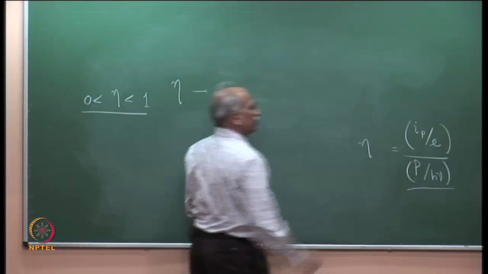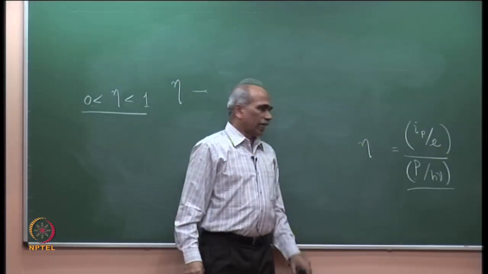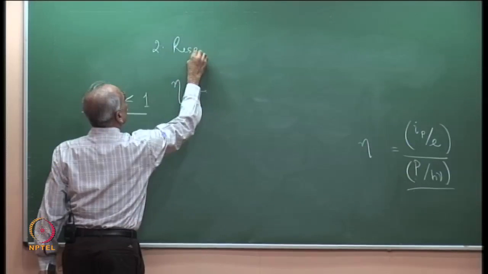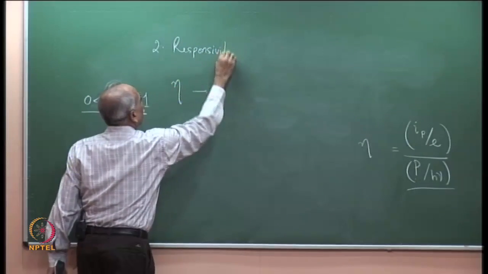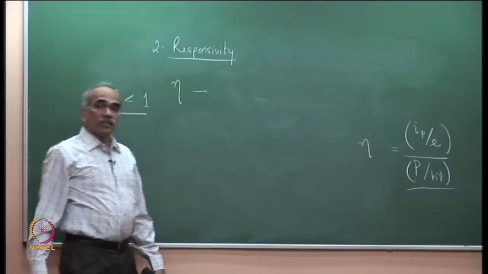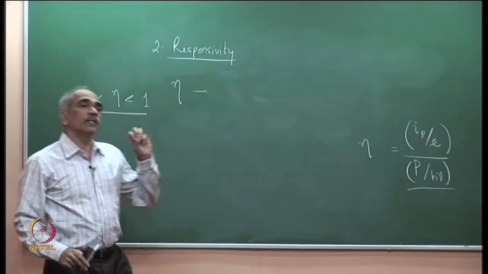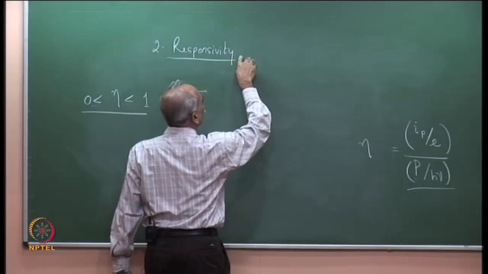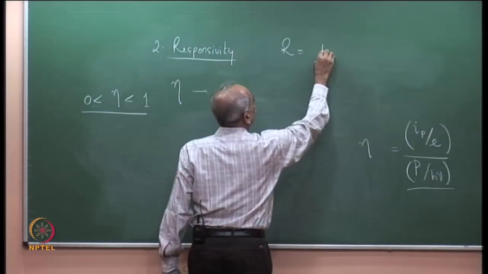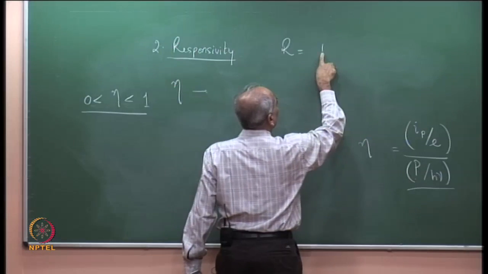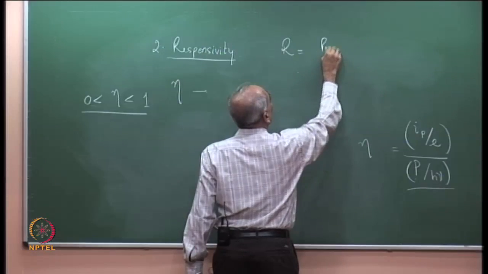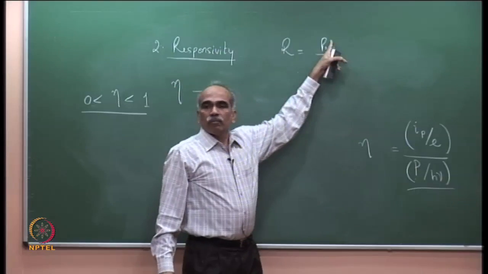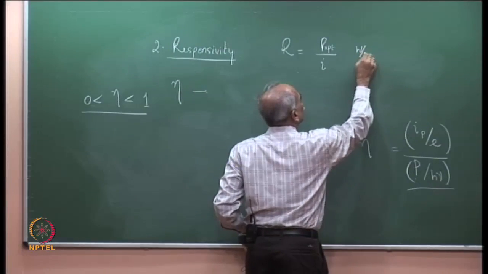let me look at the expression for eta again. The second parameter which I had written was responsivity. We talked of responsivity in the case of an LED, if you remember, that if you pass a certain current I, what is the optical power generated. So, responsivity in the case of an LED was R equal to optical power generated, P optical divided by current I. When you pass a current I, what is the optical power generated? The unit was watt per ampere.